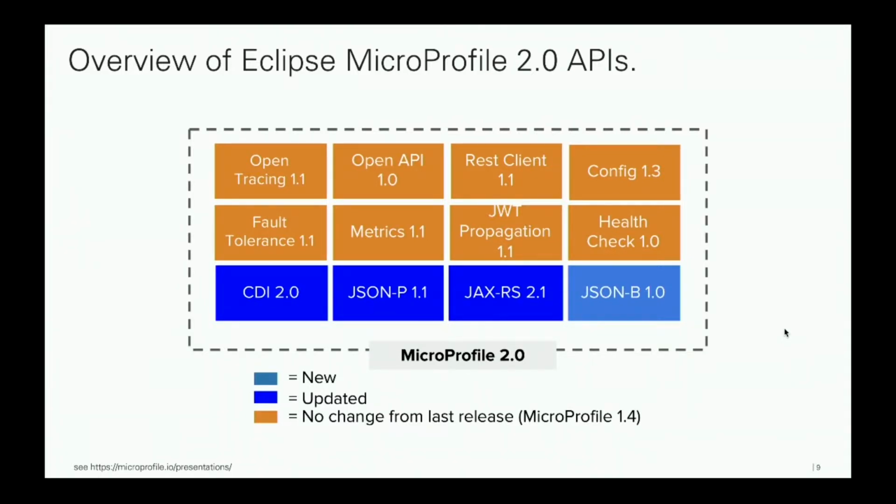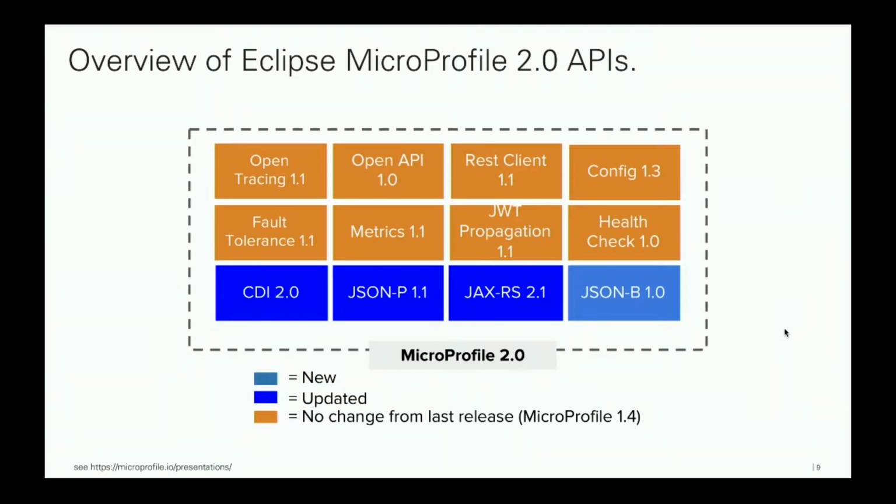So what do you see here? You have the OpenTracing API, so you have the diagnosability part covered. You have OpenAPI 1.0, that's for documenting your APIs. You have REST Client 1.1, so this is typed REST client stuff. So finally, you can have a Java interface and access remote parties using a typed interface. You have MicroProfile Config 1.3, fault tolerance for your circuit breaker.